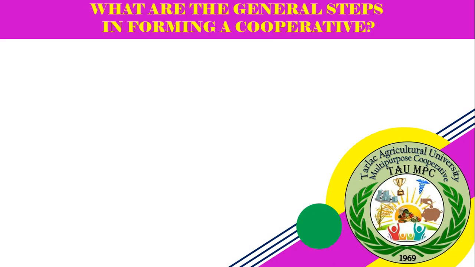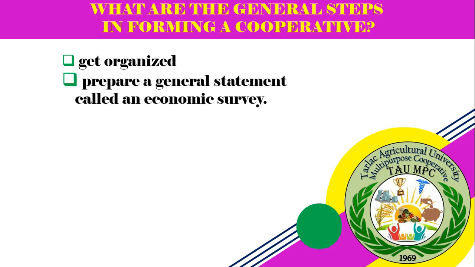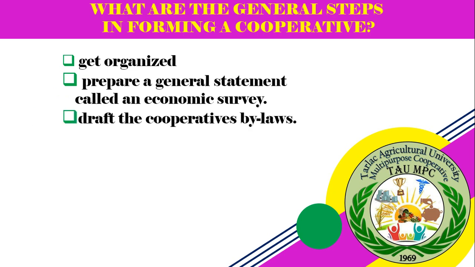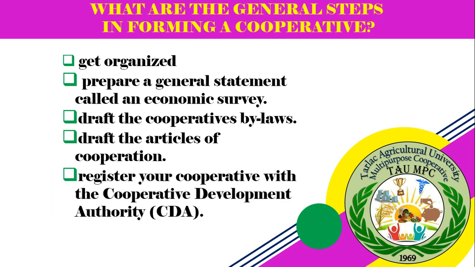What are the general steps in forming a cooperative? First, get organized. Second, prepare a general statement called an economic survey. Third, draft the cooperative's bylaws. Fourth, draft the articles of cooperation. Fifth, register your cooperative with the Cooperative Development Authority, or CDA.